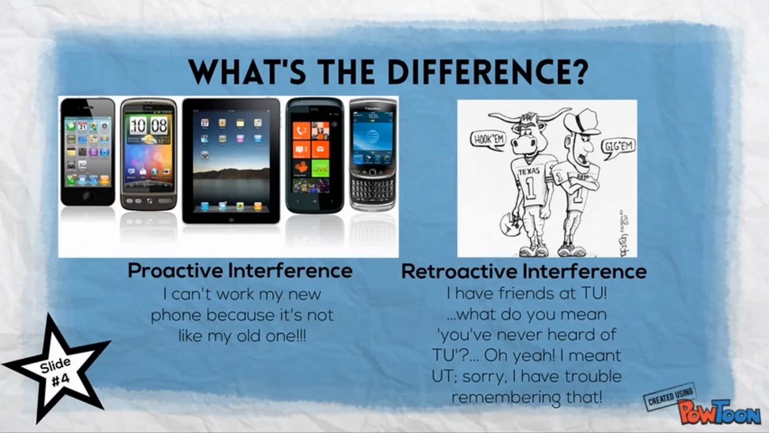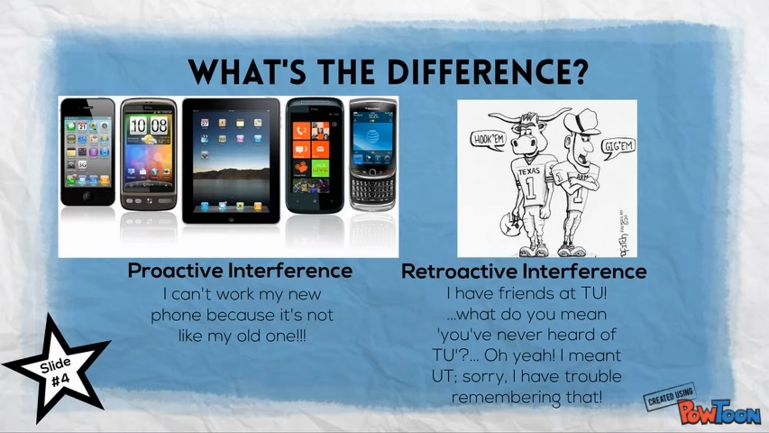This kind of interference happens when new information interferes with retrieving old information. The example used here is the way UT is addressed on campus. When I talk to other people outside of Texas A&M, I have to remember to call the school UT because that's how I used to know it, and the way most everyone else titles the school.